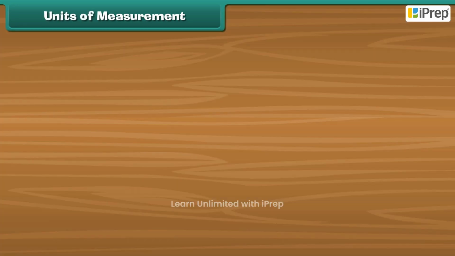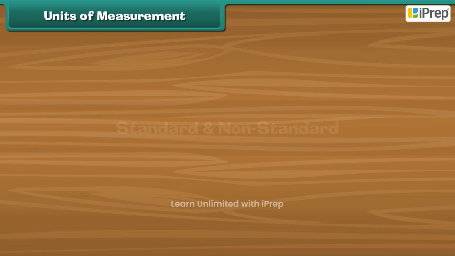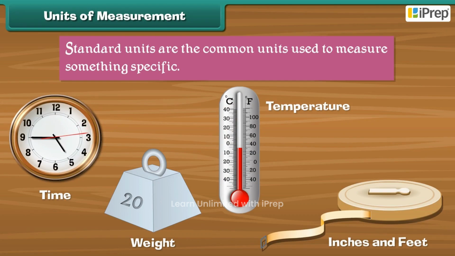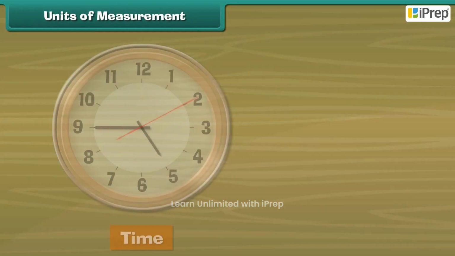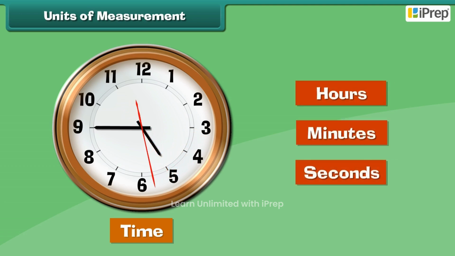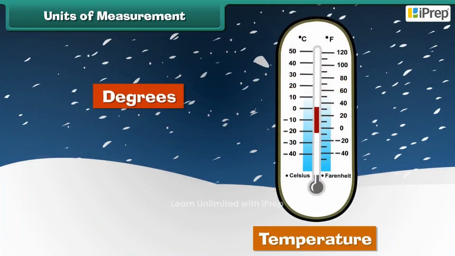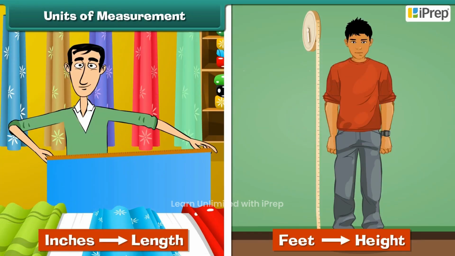Units of measurement. Standard and non-standard. Standard units are the common units used to measure something specific. We all need to speak the same language to understand each other. So, we use hours, minutes, and seconds to measure time, ounces and pounds to measure weight, degrees to measure temperature, and inches and feet to measure length or height.